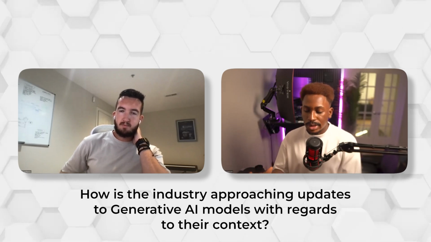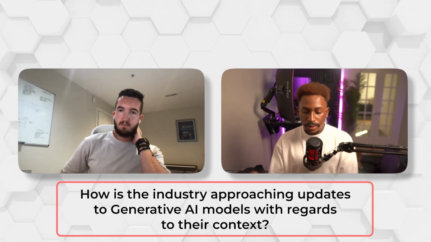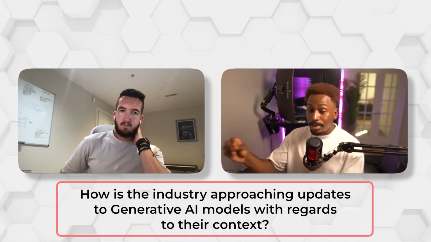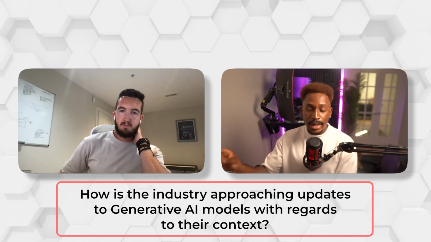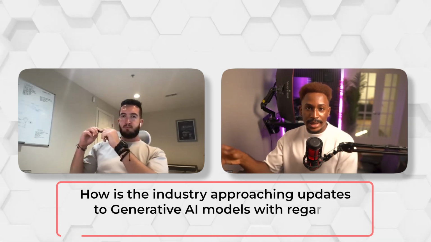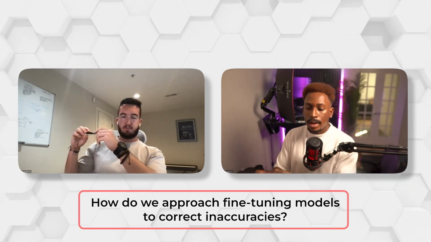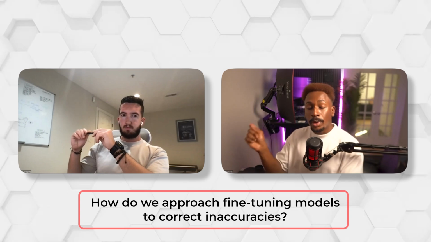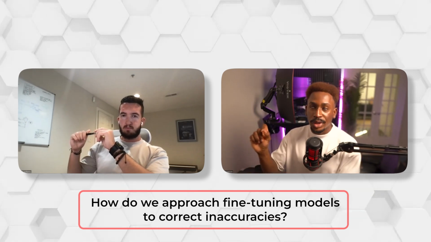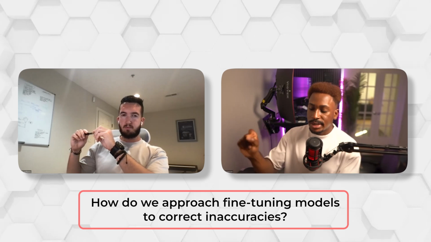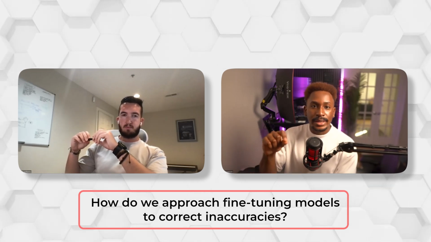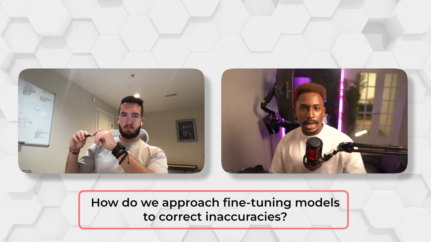So how is the industry in general approaching keeping these different Gen AI models updated with regards to their context? The second part of that question is tuning, right? I imagine there's definitely a certain level of accuracy that these things have, but how are you approaching fine tuning them in a way that makes sure that if there's any disparity or inaccuracy, whether small or large, there's a way to improve it to not have that inaccuracy in the future. I hope that question makes sense.